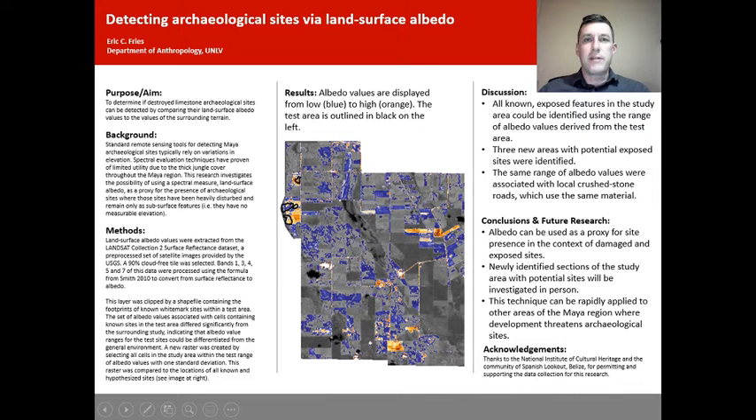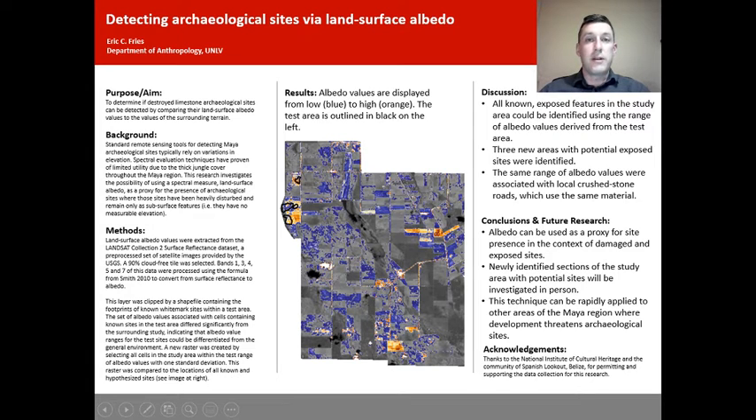My name is Eric Fries, and today I'll be talking about detecting archaeological sites via land surface albedo. For some background, I'm an archaeologist working in Belize on ancient Maya sites. And a lot of those sites are currently under threat because they lie in jungle that is being torn down in order to provide more agricultural land.